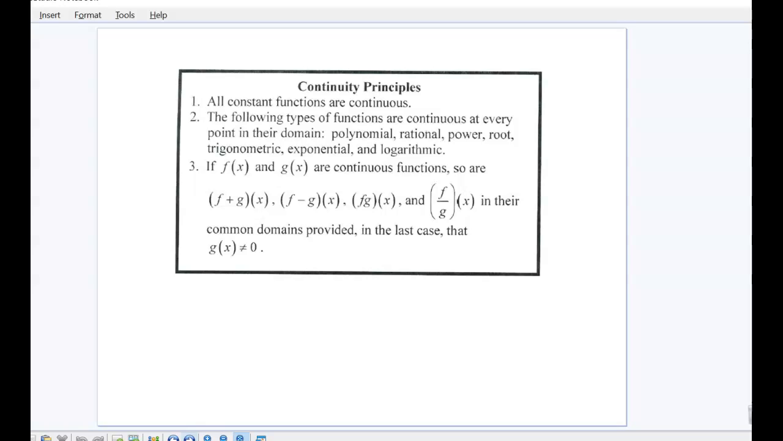So polynomials are definitely continuous. Rationals are continuous, provided the rational is not undefined at a particular value. Power functions, root functions, trigonometric, exponential, and logarithmic functions are also continuous.